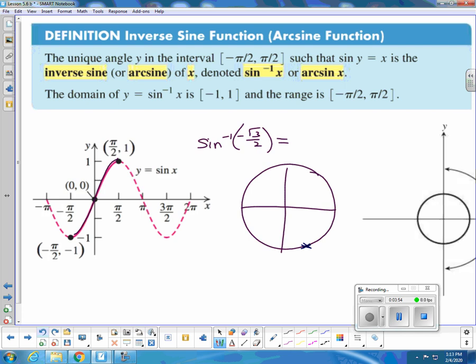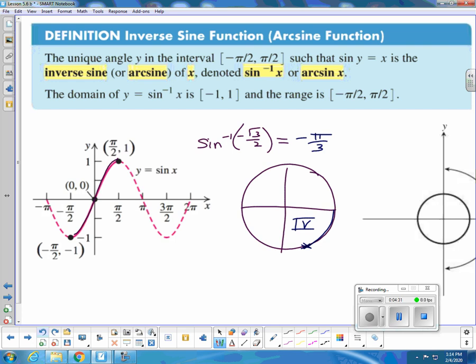Is that within the range, though? The range is from negative 90 to positive 90. So I can't say 300 degrees. It's not in our range of answers. So what's another angle I could say? Negative 60. So if you are in this 4th quadrant, the angles have to be negative angles. It has to be negative 30, negative 45, negative 60, one of these. Okay? So you would say this is negative pi over 3 or negative 60. Does that make sense? So if you're doing the sine inverse of a negative number, you're going to get a negative angle.